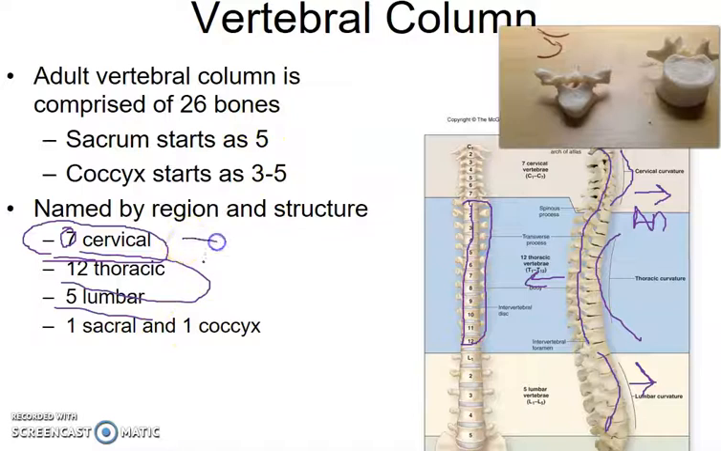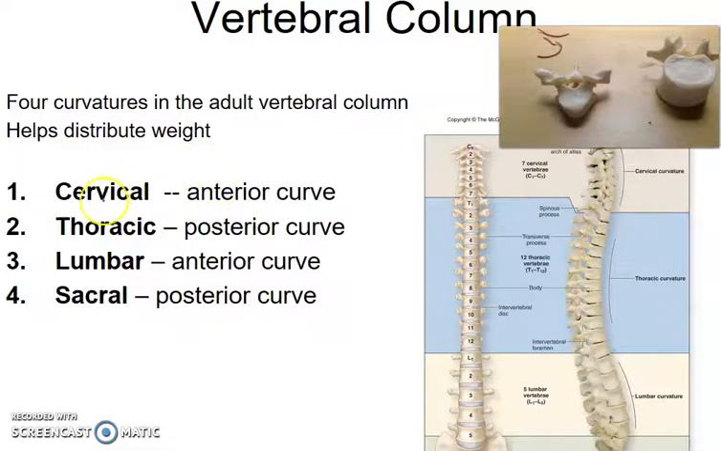So you need to know 7 cervical, 12 thoracic, 5 lumbar. They're named for where they are. Neck, upper trunk, lower back. So, as I was mentioning, this curve goes to the front, so that is the anterior curvature. This curve goes to the back, so that would be a posterior curvature. This curve goes to the front for the lumbar, so it's an anterior curvature. Sacrum goes to the back, so it would be a posterior curvature.